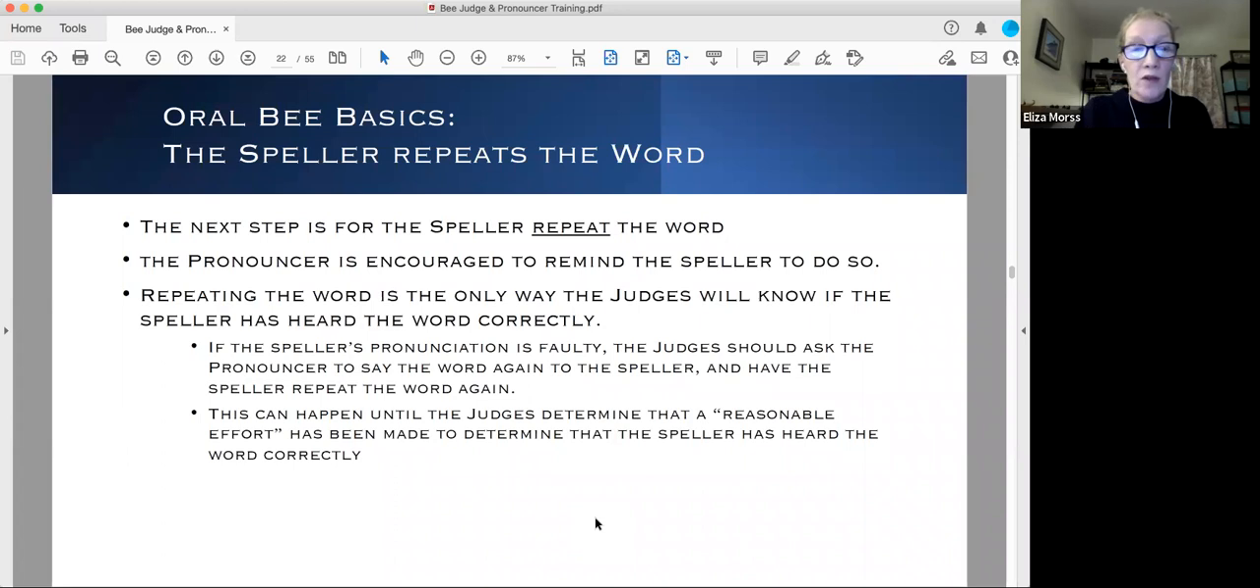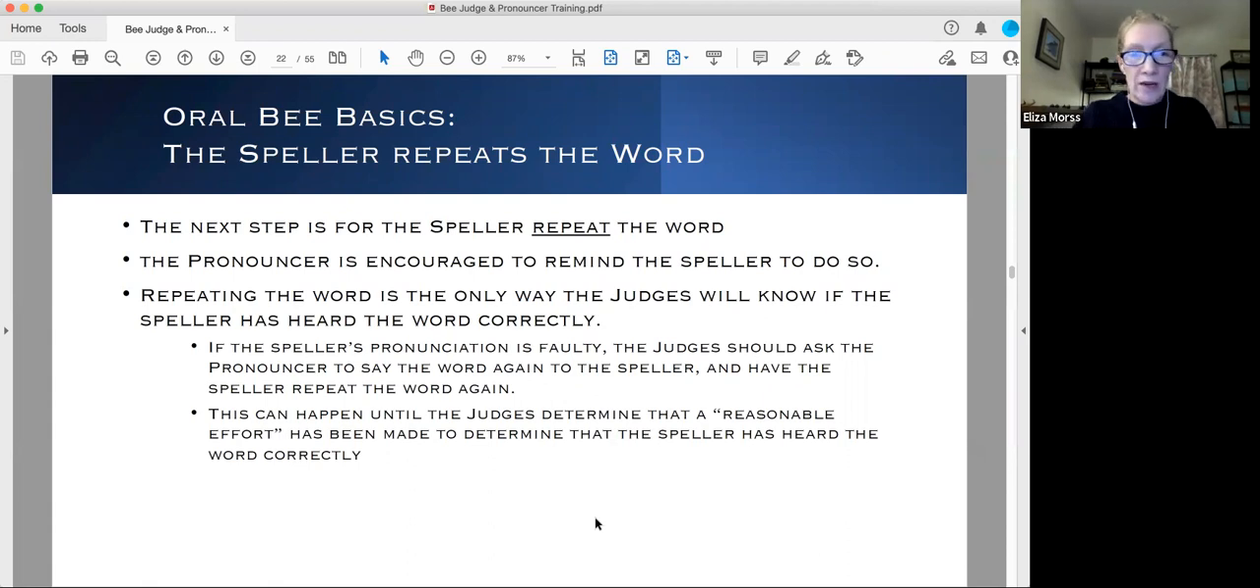And the pronouncer is encouraged to remind the speller to repeat the word. It's not necessary, but it's really helpful, because having the speller repeat the word is the only way the judges will know that the speller actually heard the word correctly. And it gives the judges the chance, if the speller is mispronouncing the word, to ask the pronouncer to say the word again and have the speller try again. The judges can go back and forth. The officials are not required by the rules to unequivocally determine whether the speller has heard the word correctly, but they are supposed to make a good faith effort.